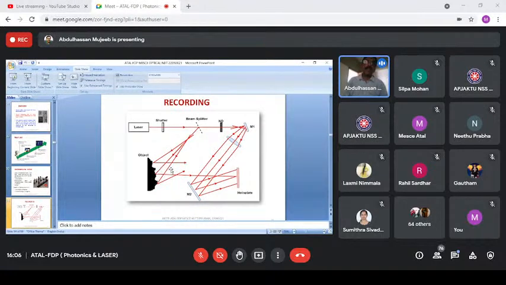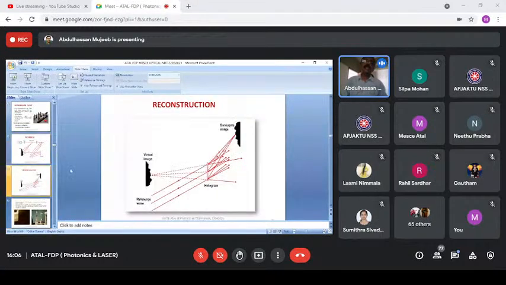This is the object beam. Both the object beam and the reference beam are made to interfere on another holographic plate. This holographic plate will give you a hologram. That is a fringe pattern. This is the first part, we call it recording.